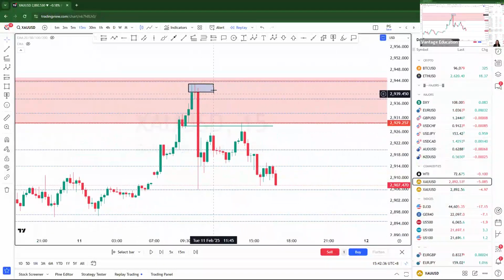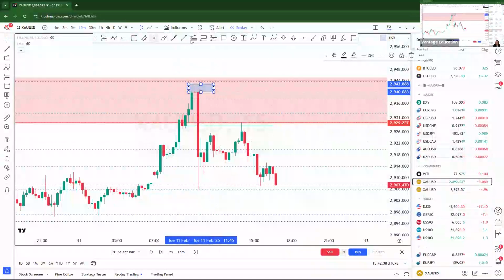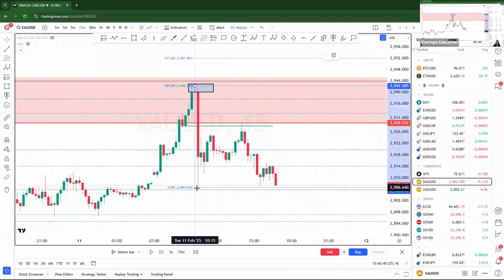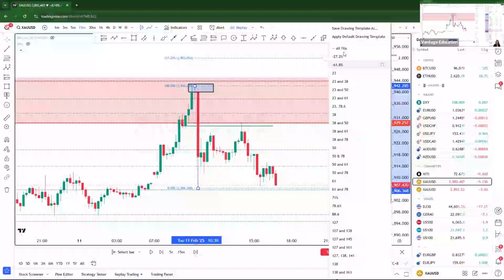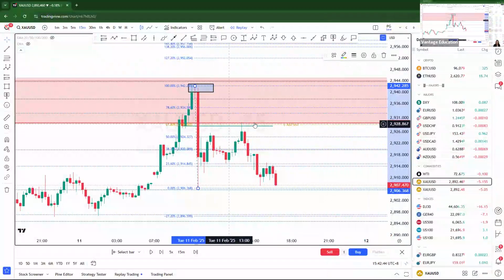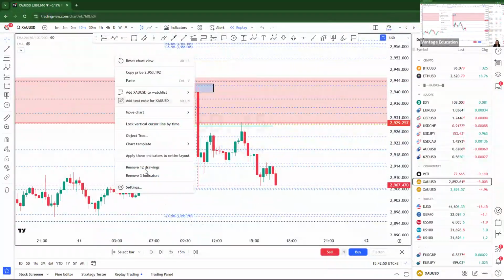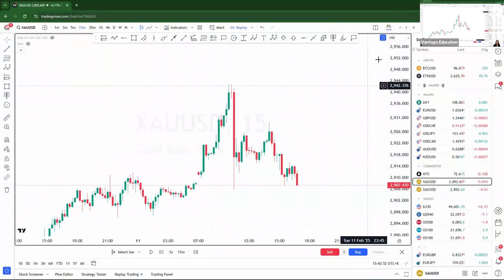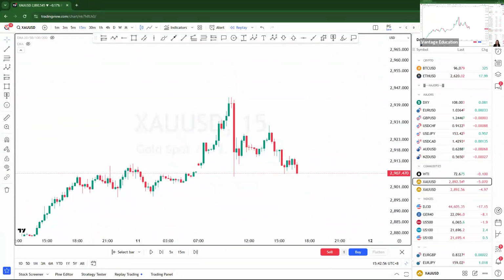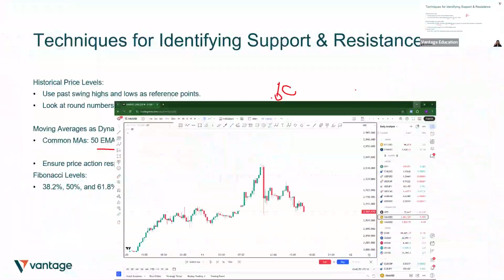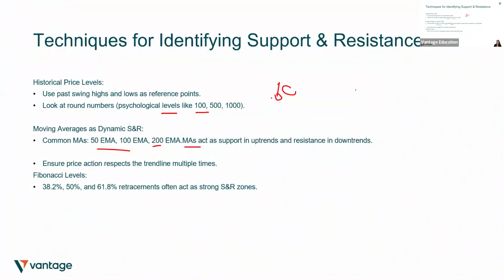Break below, pull back, and remember that you can combine with Fibonacci, right? You can see that 61.8% of our lovely golden zone, you sell, right? Okay, this is how you identify the key level. You can combine with EMA, or you can use the RSI, or you can combine with support and resistance.